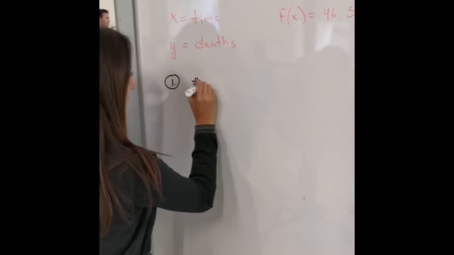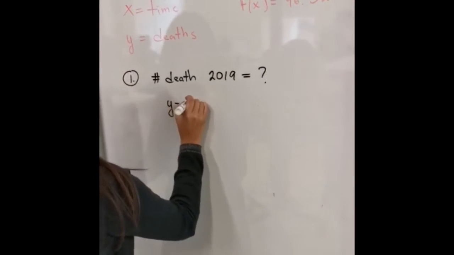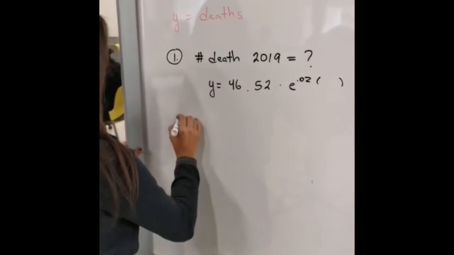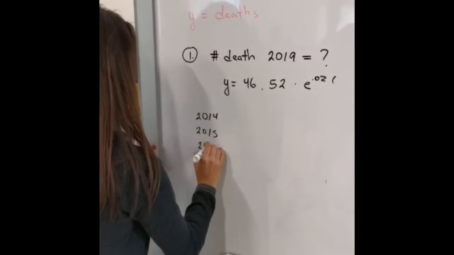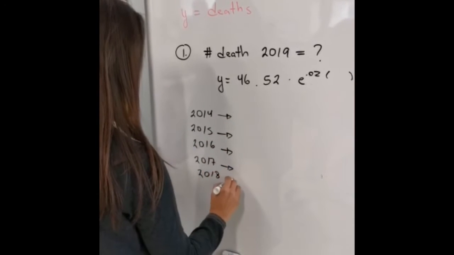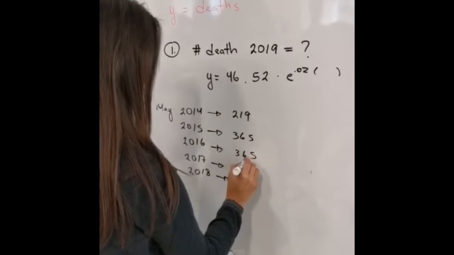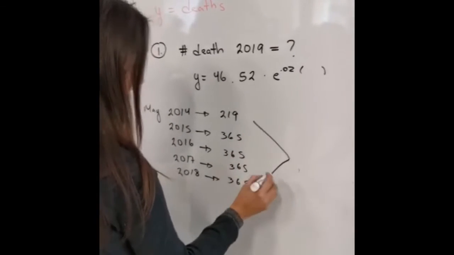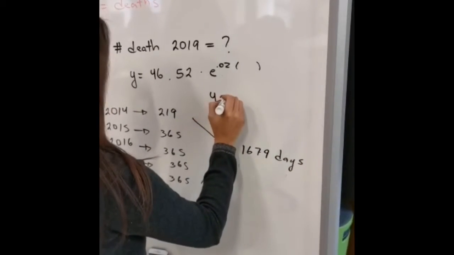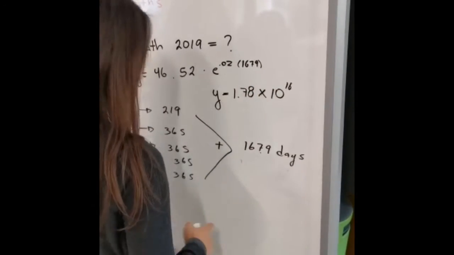For question number 1, we have to search for the number of deaths in 2019. For this, we're going to start using our function. For this, we need to calculate the number of days, and this is represented by x. And we need to consider the 4 years, but starting in May of 2014 and ending in January of 2019. Then we sum them all, and we get a result of 1,679 days. This represents our x, and we put it and do the function.